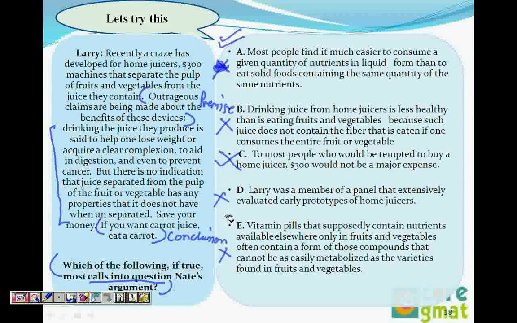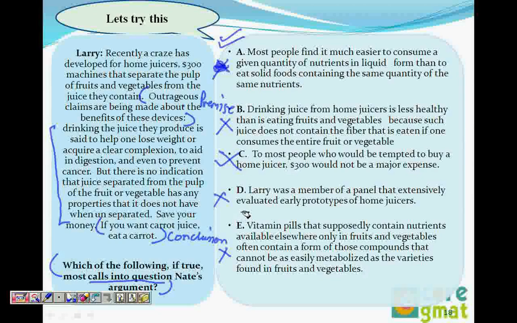Then Larry was a member, whether he was a member or he was not a member, I do not need to even read this choice. Choice E talks about vitamin pills. I'm only talking about juice and the pulp. I'm not talking about any pill, so I will not read this. It's beyond the scope of the argument. So this is how we do the question.